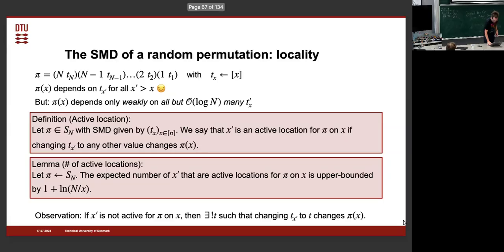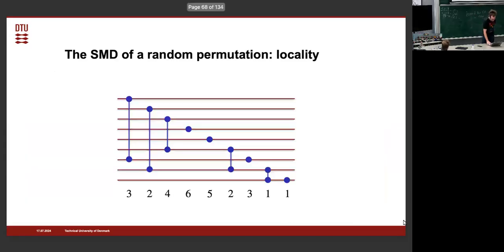Let's get more intuition of what this means. First of all, if x' is not active, then there exists exactly one value t so that if you change t_x' to t, then the output value changes, but otherwise the output doesn't change. Let's have a look at this in pictures.